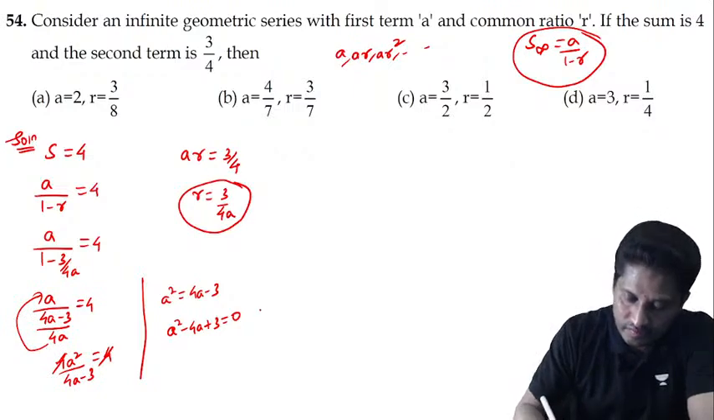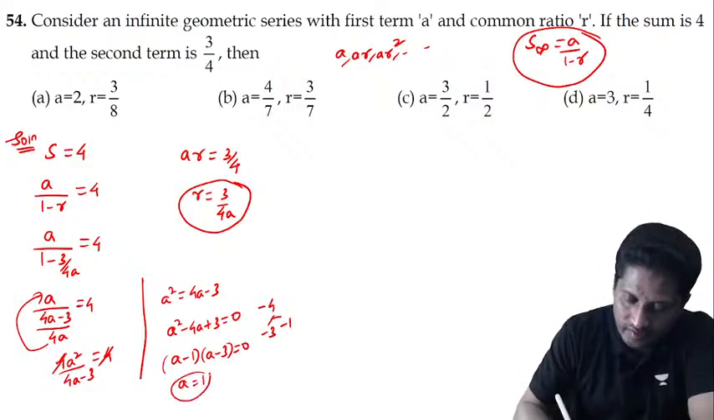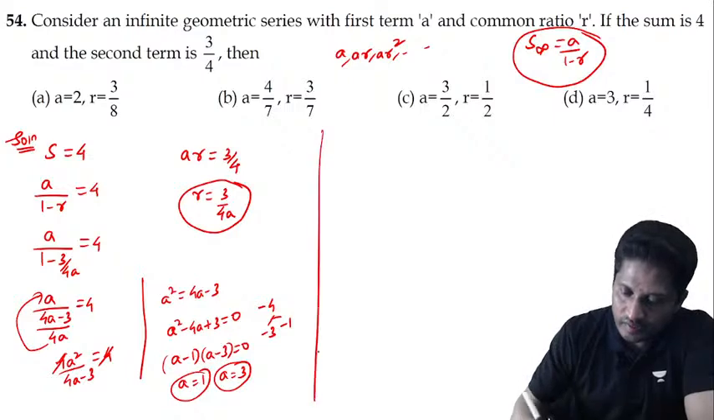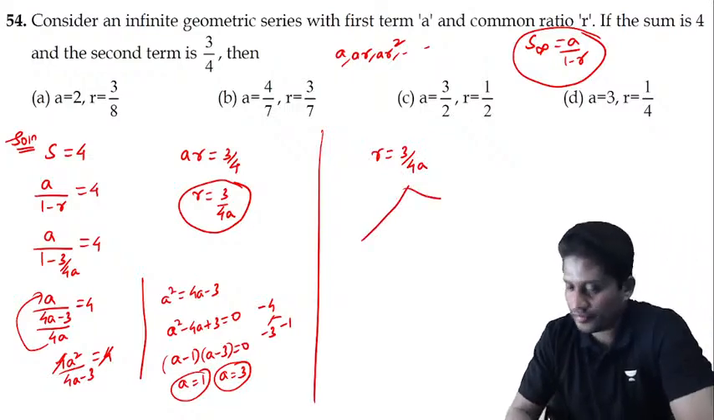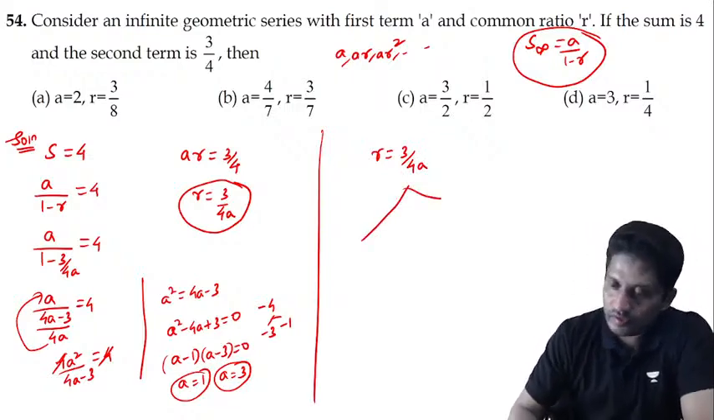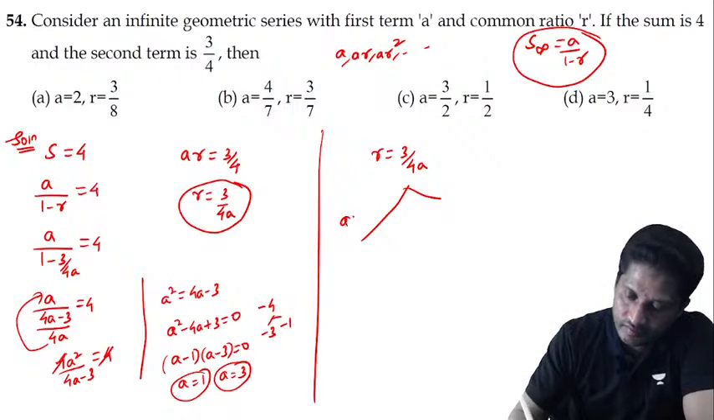Okay, now if I split the middle term, minus 3 minus 1, this is (A minus 1) into (A minus 3) is equal to 0. From this I get A is equal to 1 and A is equal to 3. Right, now R is equal to 3 by 4A. I'm getting two values of A: A is equal to 1 and A is equal to 3.